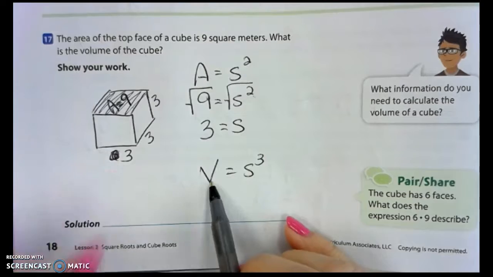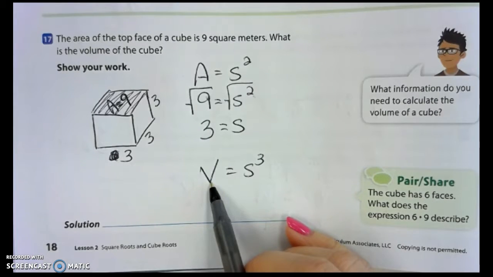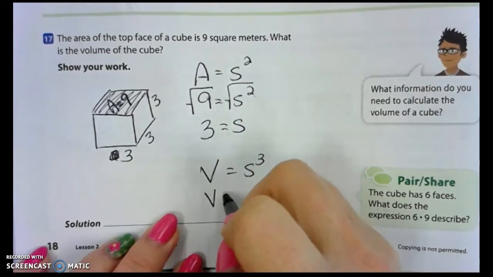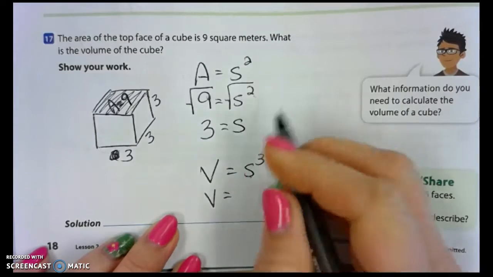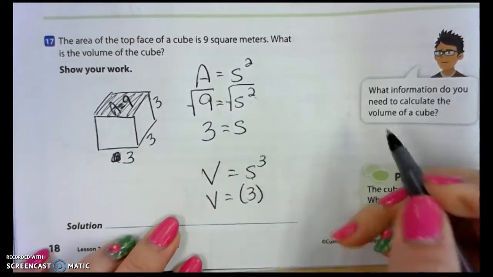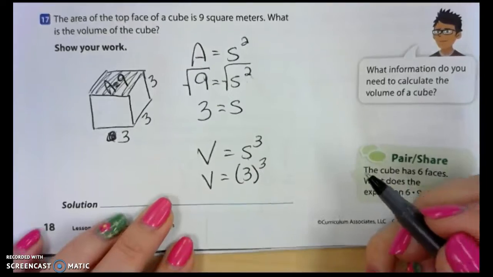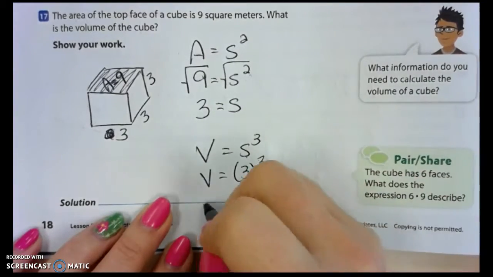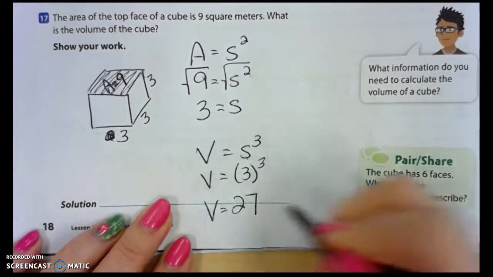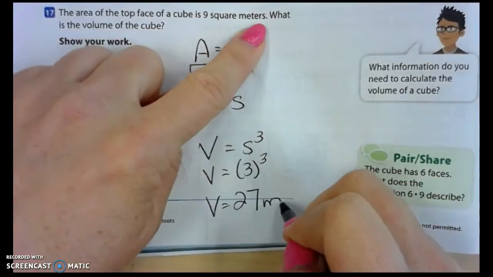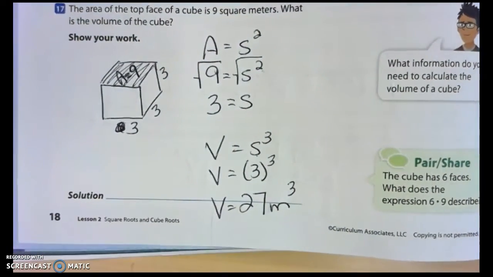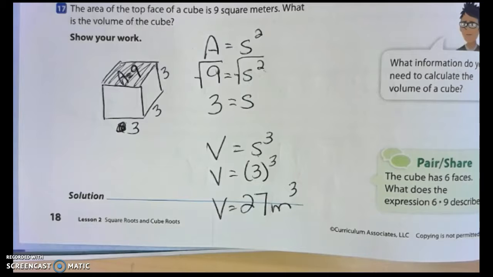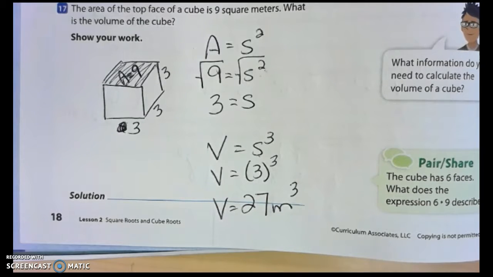To find volume, we use the formula side cubed. So we'll have V is equal to S, which we just said is 3, cubed. And 3 times 3 times 3 makes 27 meters, and it is cubed now. And that is the volume of your box.